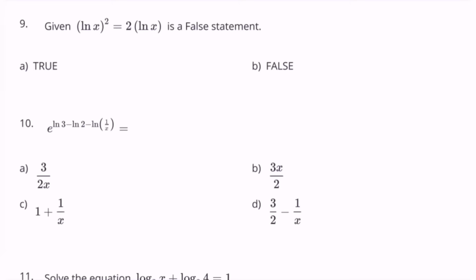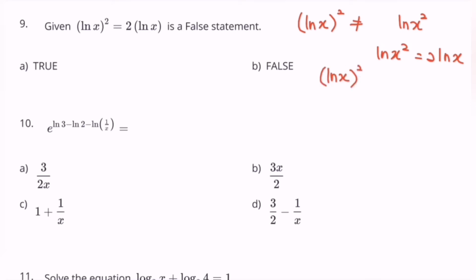Kindly refer to the left hand side. As we all know, (ln x) squared is not the same as the log of a power, which is ln x squared. For ln x squared, we can bring the power forward, which is 2 ln x. But not for this case, which is (ln x) squared. It is not the same as ln x squared. So for this case, it is not the same for the left and the right. So it is a false statement. For question number 9, the answer will be a true statement.